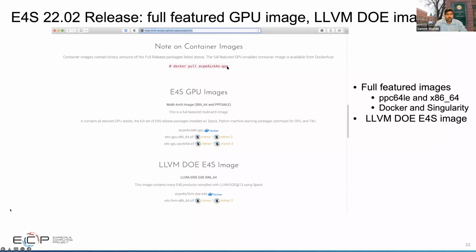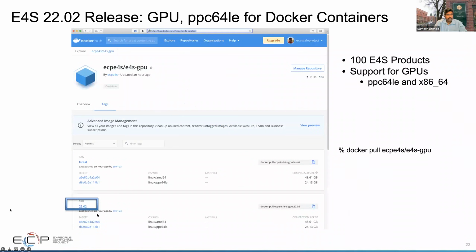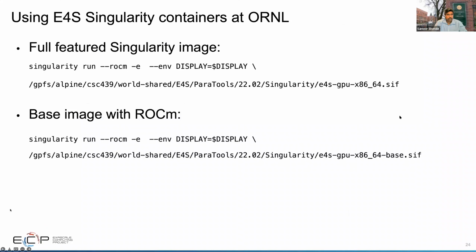You can pull this image using the Docker pull command, and then you'll have it. Just go get a coffee because it may take a little while to download it. And here are the tags. This is the 22.02 February 2022 image that we have support for these architectures.